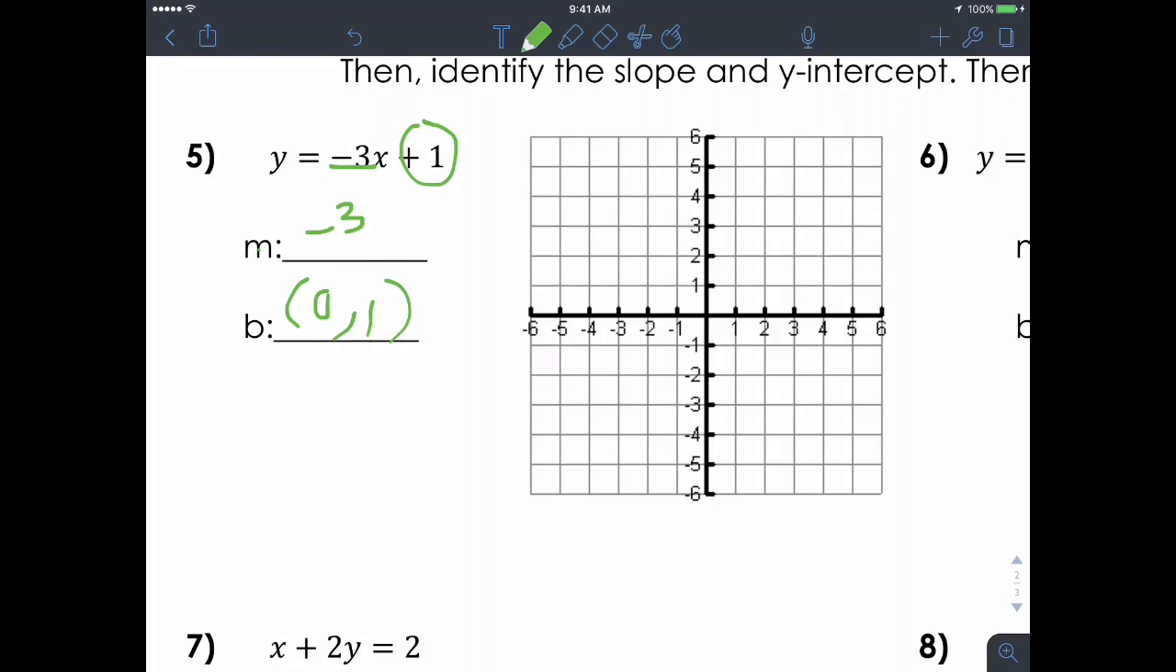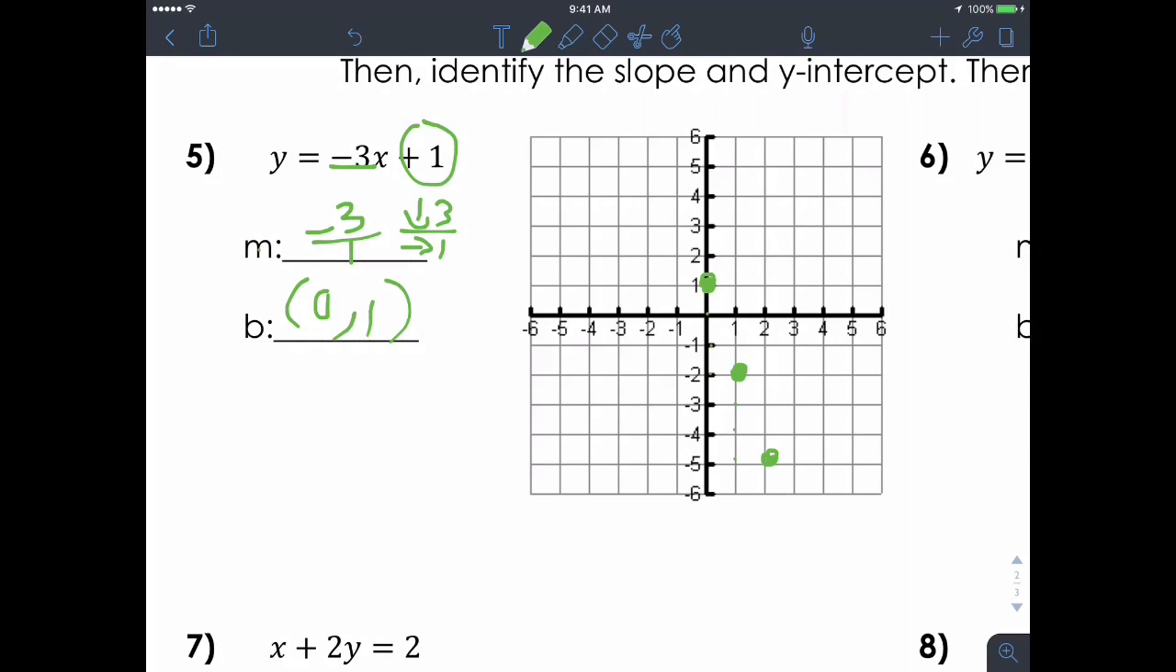So let's go ahead and start at 0, 1 right here. And then we're going to go ahead and use the slope. Now, negative 3 written as a fraction is negative 3 over 1. That's going to tell me to go down 3 and then to the right 1 because 1 is positive. So I'm going to do that right now. So down 1, 2, 3 to the right 1 right there. I'm going to do it again. Down 1, 2, 3 and then to the right 1.